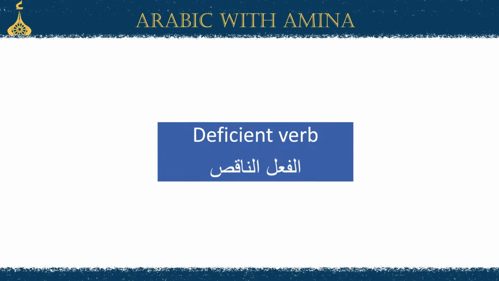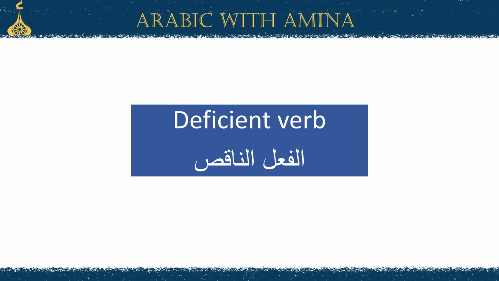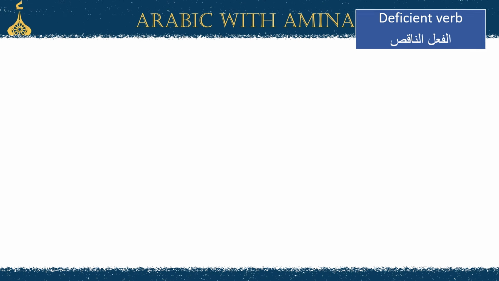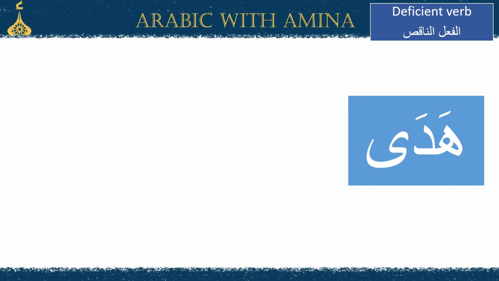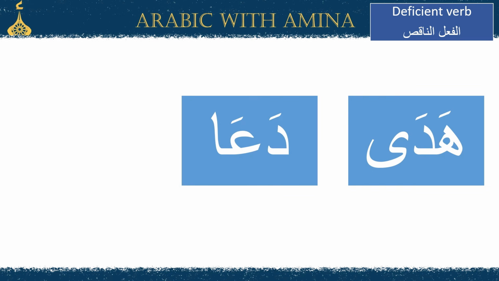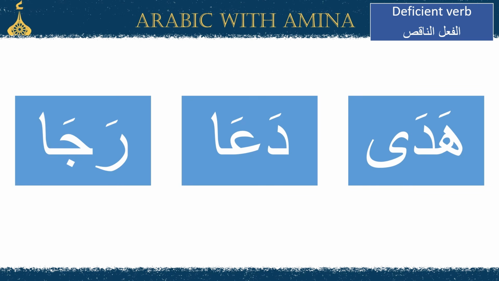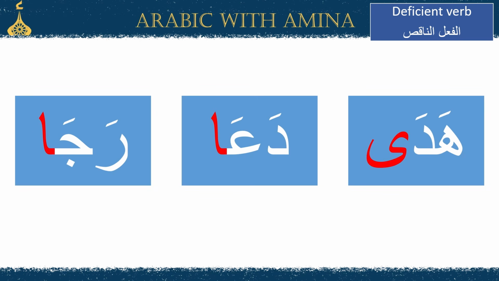The deficient verb, الفعل الناقص. In this type of verb, the final root letter is weak. For example, هدى, to guide, دعا, to call upon or invite, رجا. All of these end with a weak letter. It's called deficient because the end of the verb is never fully stable. It shifts depending on what's attached to it.